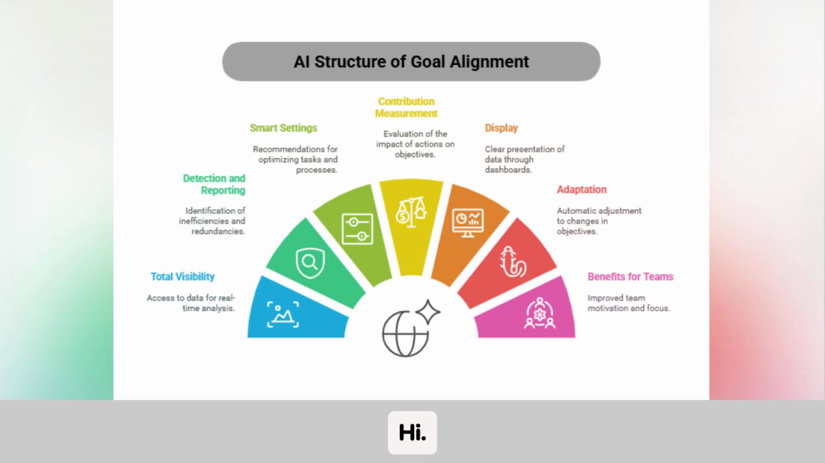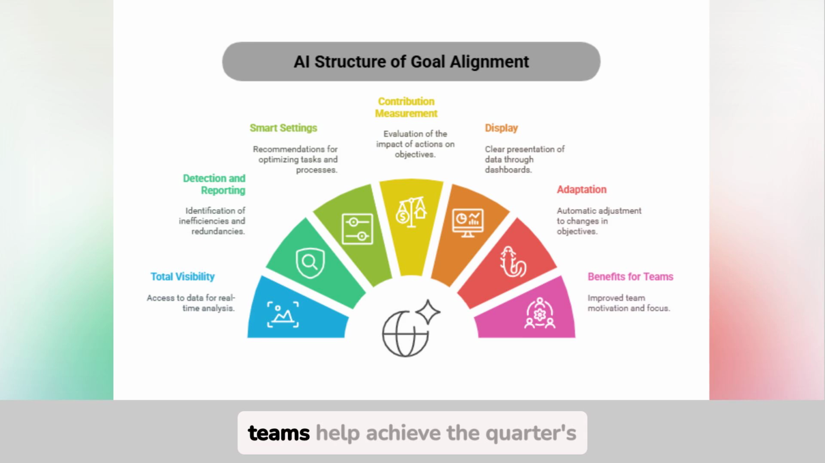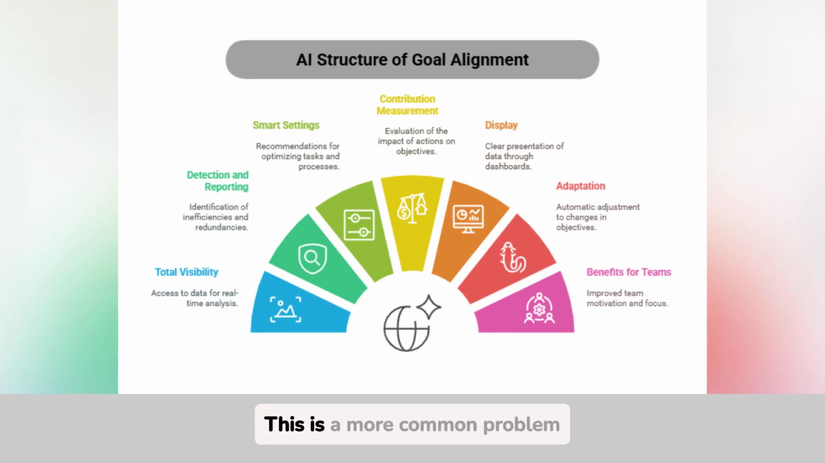Hi. You know what's frustrating? All the teams are doing things. But when I ask them how those teams help achieve the quarter's goals, I'm met with silence. It's as if everyone is working in their own little world, disconnected from the overall objective. There's no fluid communication. Everyone is immersed in their own routine, but without a compass to guide them toward the company's future. This is a more common problem than you might think, and it runs much deeper than it seems.